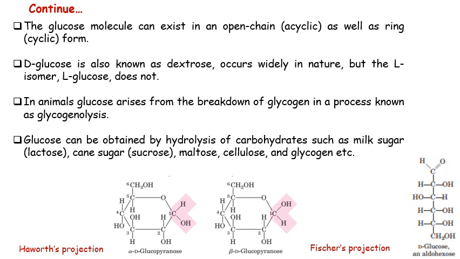Here below are the two projections of the structure of glucose. There is the Fischer projection, which is the chain form, and then the closed chain or ring form, which is the Haworth projection of glucose. In the Haworth projection, the position of the OH at carbon number 1 determines the alpha and beta configuration of the glucose molecule, and we have already discussed that in our previous lecture as well.